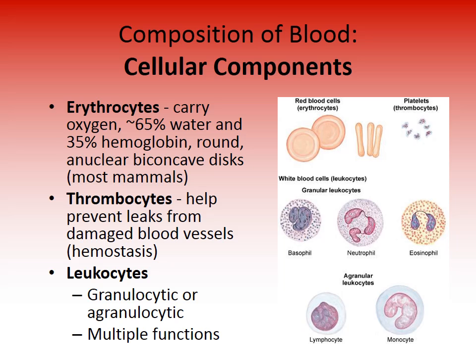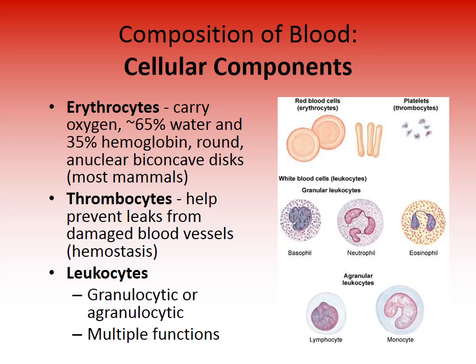So the cellular components, we just talked about the plasma being the liquid portion. The cellular components, we have our erythrocytes. So the erythrocytes carry oxygen. We mentioned that it's the hemoglobin portion inside that red blood cell that will carry the oxygen. It's about 65% water and 35% hemoglobin within that cell. It's round. It's an anuclear biconcave disc. So it doesn't have a nucleus, unlike our white blood cells, and it's biconcave, so that means it's concave on both sides, just like you can see in this picture here, and that's typical for most mammals.